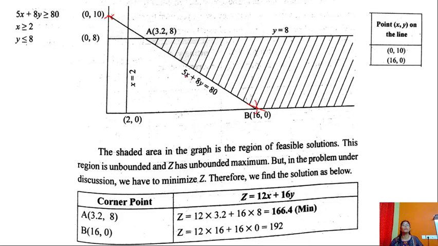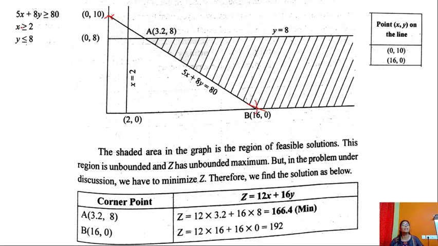Now you can see the equation 5x plus 8y is equal to 80. Now this is greater than equal to 80. As it is greater than equal to 80, the whole region above this line will be the feasible region, which is greater than equal to 80.